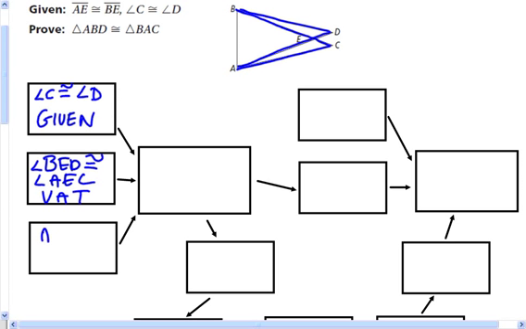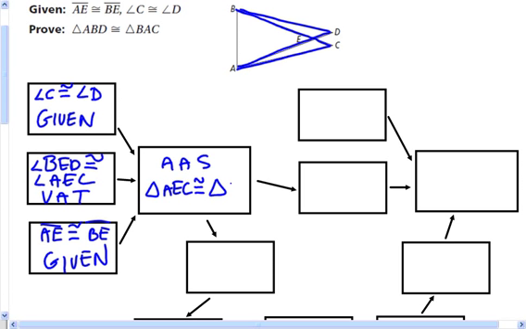And I also have that segment AE is congruent to segment BE. That's given. So put all three of those together and we have angle, angle, side: triangle ABC is congruent to triangle BED. Now from that we have segment EC is congruent to segment ED, and that's the corresponding parts of congruent triangles.